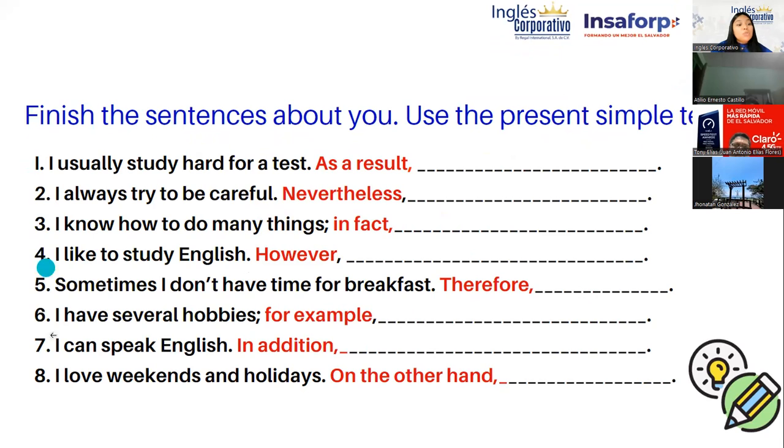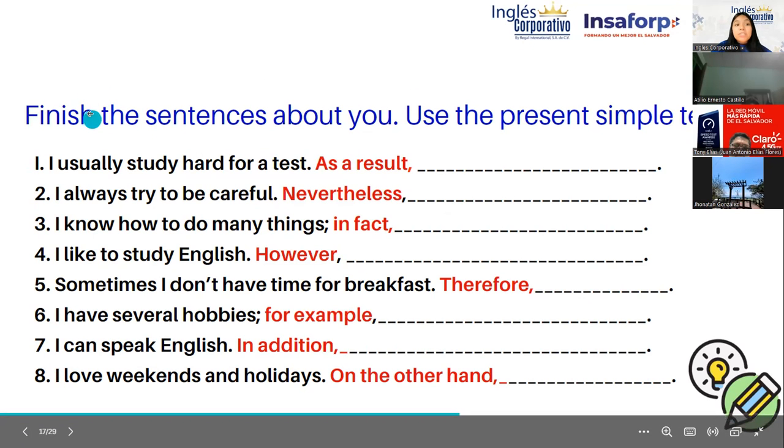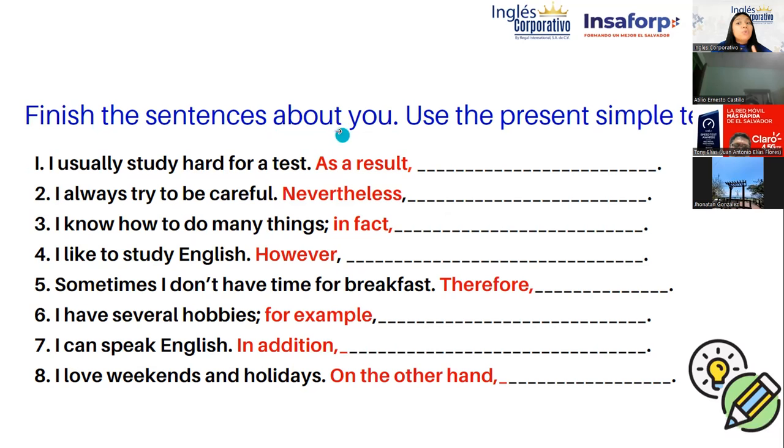So we are going to work on this individually. So we have from 1 to 8. It says, finish the sentences about you. Use the present simple tense. For example, I usually study hard for a test. As a result, I get good grades. That is my example. What about you? I have a 10. Okay. As a result, I get a 10. Okay.